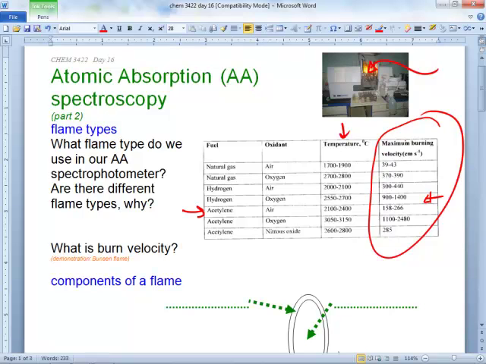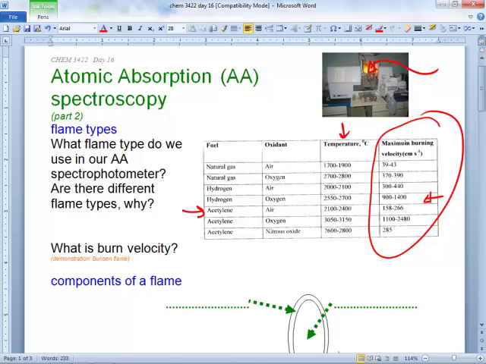Yeah, it's a flashback thing. Because if it's not going fast enough, the flame's going to go down into the burner head, into where all those baffles are. So it wouldn't be a good thing. So that's really, in my opinion, the only reason why that burning velocity is there: this flashback concern. Okay.